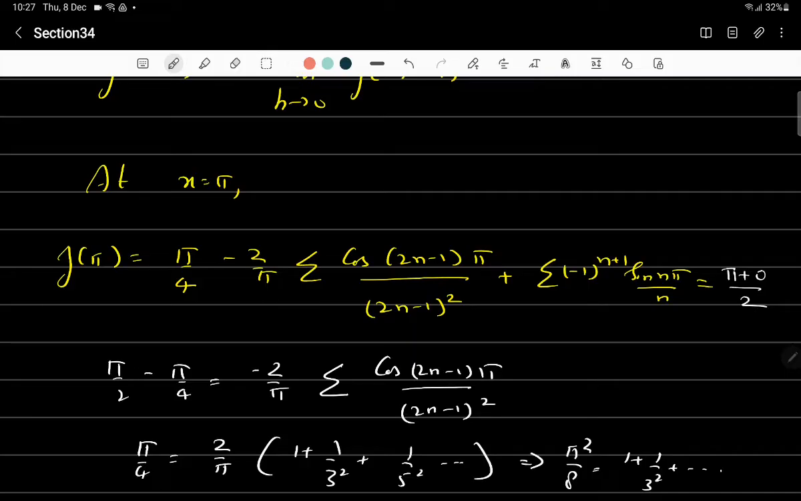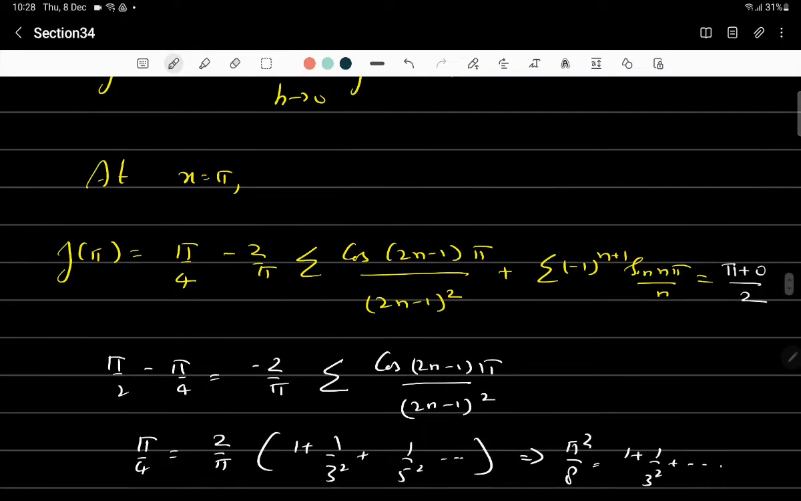If I take pi by 4 on that side, then pi by 2 minus pi by 4 is pi by 4. And the summation of 1 by (2n minus 1) whole square would be 1 plus 1 by 3 square, and so on. So if I take 2 by pi on the left hand side, I get pi square by 8 as the sum of the series 1 plus 1 by 3 square, and so on. So this is how I have used the Dirichlet condition.